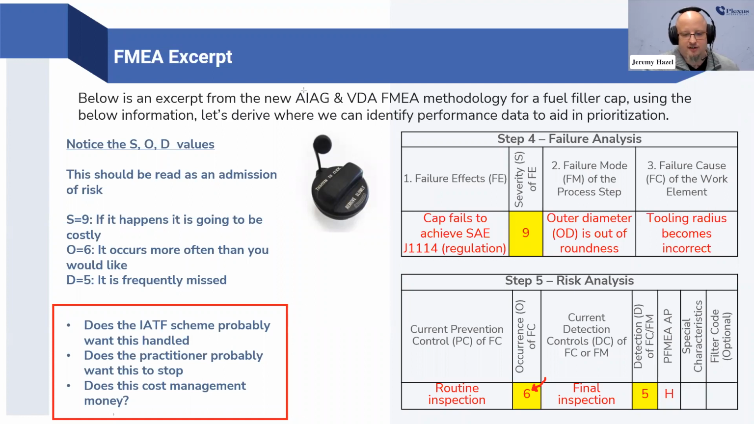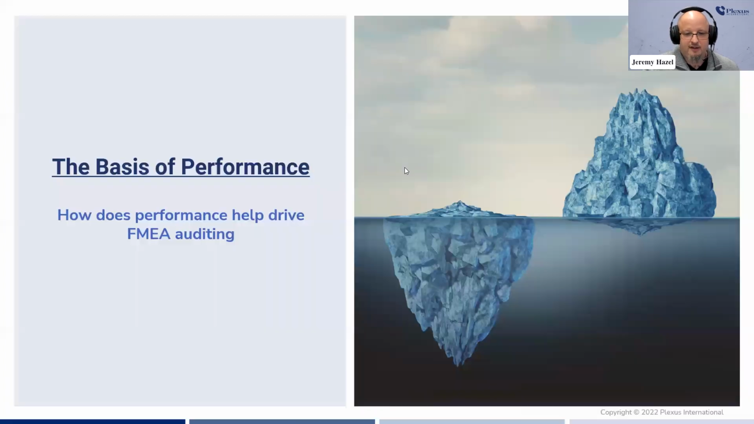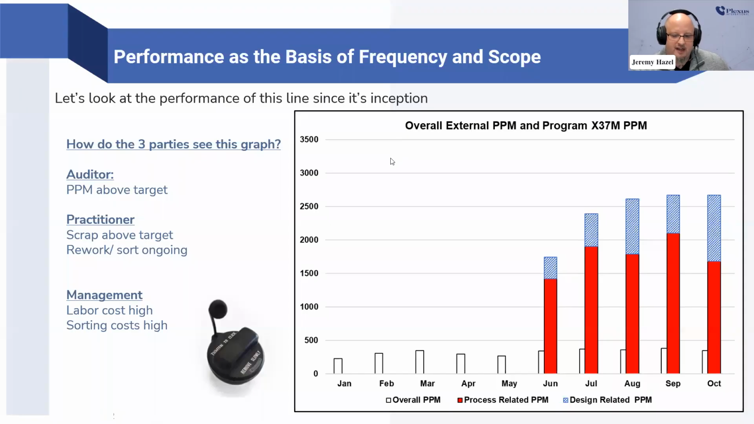So if we take a look at one more thing here, this is the great unifier. We've covered this. It's the basis of performance. So think about it this way: you've been tasked to do an FMEA audit on Tuesday, right? So you go out to the FMEA, and this is the type of chart that you get. Now, the white things are the overall plant PPM. The red thing is process-related PPM. The blue things are design-related PPM.